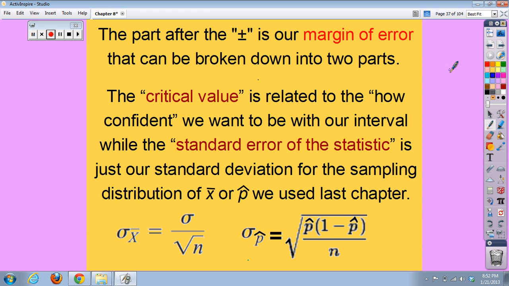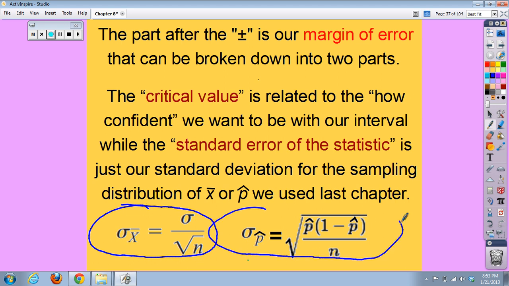Okay. So, the part after the plus or minus is our margin of error, which I said can be broken down into 2 parts. The critical value is the part related to how confident we want to be: 90%, 95%, 99% confidence. The standard error of the statistic is just the standard deviation for our sampling distribution from last chapter. It depends on whether we're talking about mean problems, where we would use this formula for standard deviation, or we would use this formula if we were talking about a proportion problem.